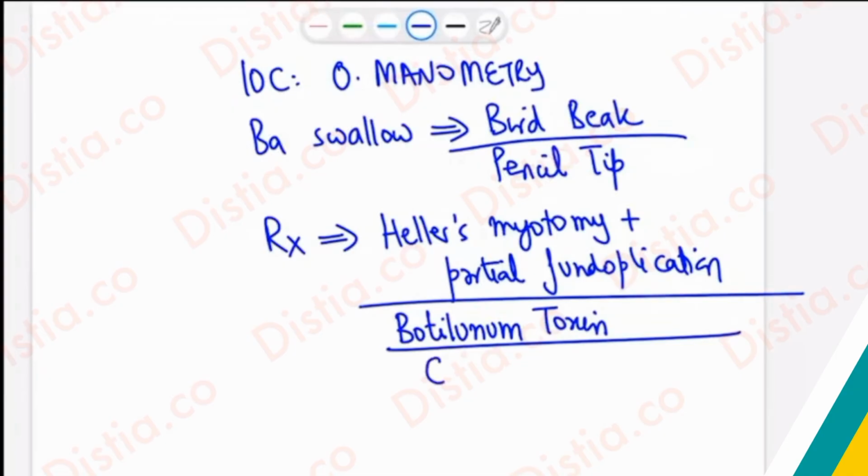Apart from botulinum toxin, drug support can also be used. If the person has refused everything that I've written on the board, then even calcium channel blockers can be used, but don't answer nitrates. Nitrates were mainly answered for diffuse esophageal spasm.